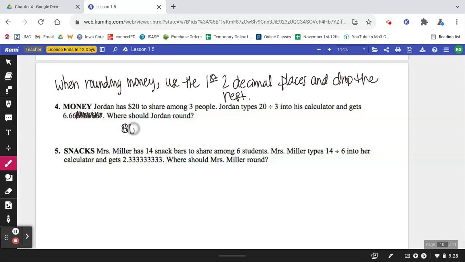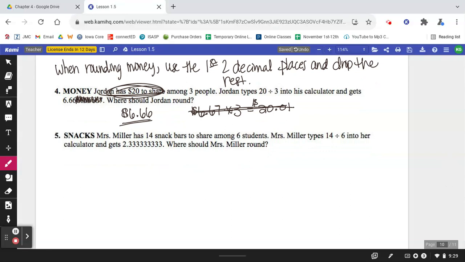So Jordan should round to 6.66. The other reason Jordan should not give each person $6.67 is if I multiply that by 3 people, that is $20.01. And Jordan only has how much to share? $20. So he also cannot round up because he doesn't have that much money. So he should only give each person $6.66.